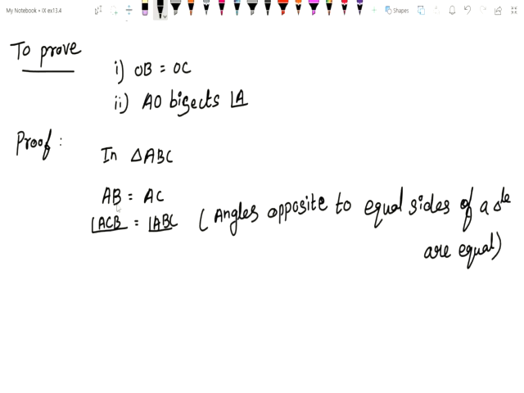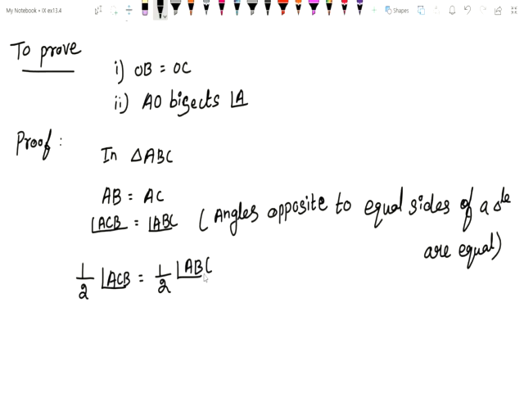So, the sides opposite: opposite to AB is ACB and opposite to AC is ABC. Because of this theorem, we are saying angles opposite to equal sides of a triangle are equal. Using this, we are saying angle ACB equal to ABC. Now I am going to divide both the sides by 2. So half of ACB equal to, because bisector, that word they used, half of ABC.